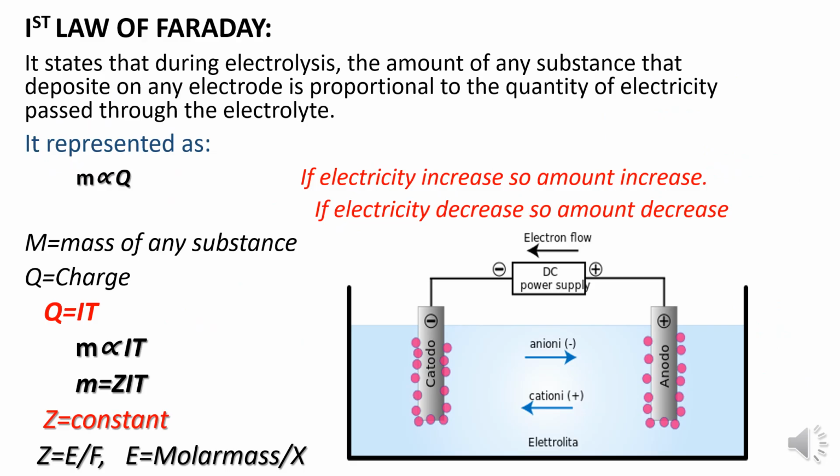Now, what is the first law of Faraday? What is the statement of the first law of Faraday? It states that during electrolysis, the amount of any substance deposited on any electrode is proportional to the quantity of electricity passed through the electrolyte.